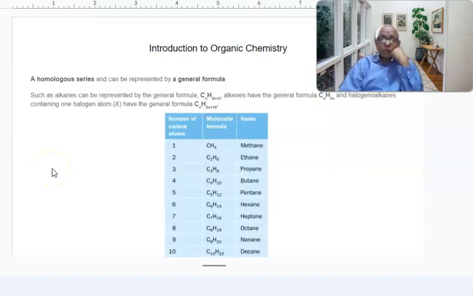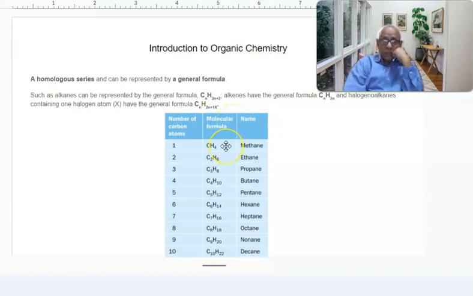We were talking about homologous series. We can have general formula for the homologous series. Alkane, general formula is CnH2n+2. Alkenes, general formula CnH2n. And haloalkanes is CnH2n+1X.